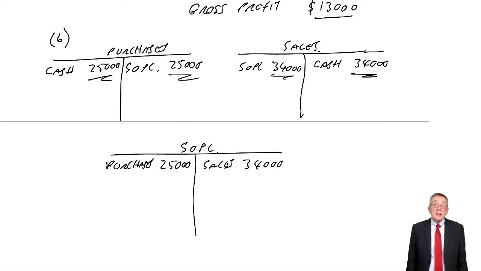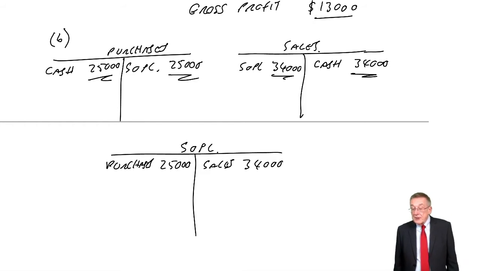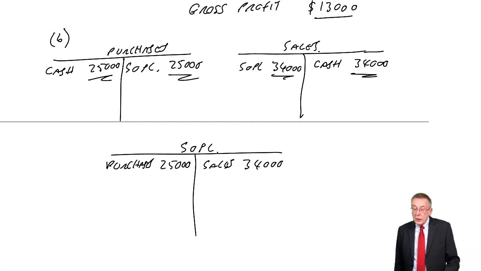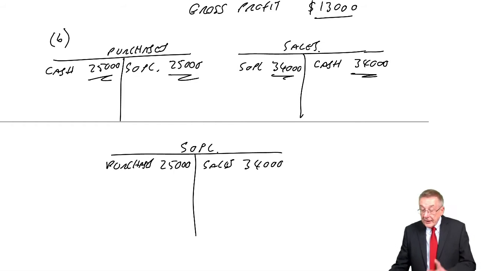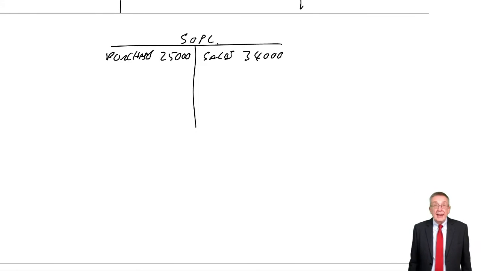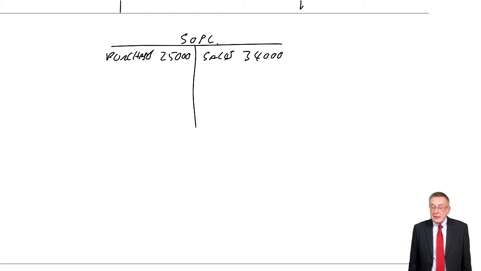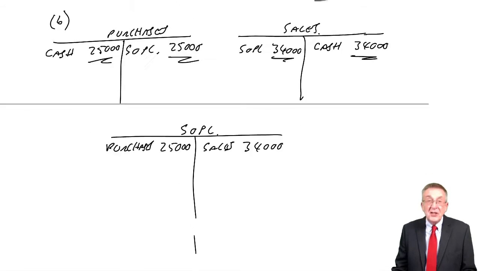$25,000. The purchases account, zero balance, ready to list next year's purchases. So that's exactly what we did in the earlier chapter. But of course, we've now got two problems. One problem is that if we were to stop there, there's a balance on statement of profit or loss of 9,000. And of course, the profit isn't 9,000 at all. The profit is 13,000.